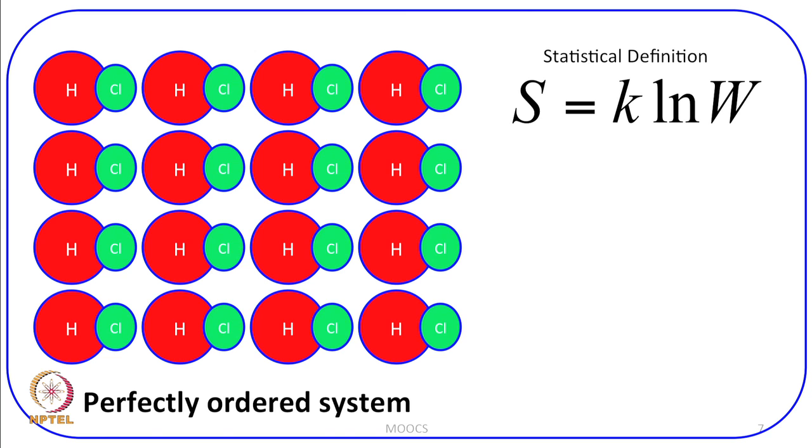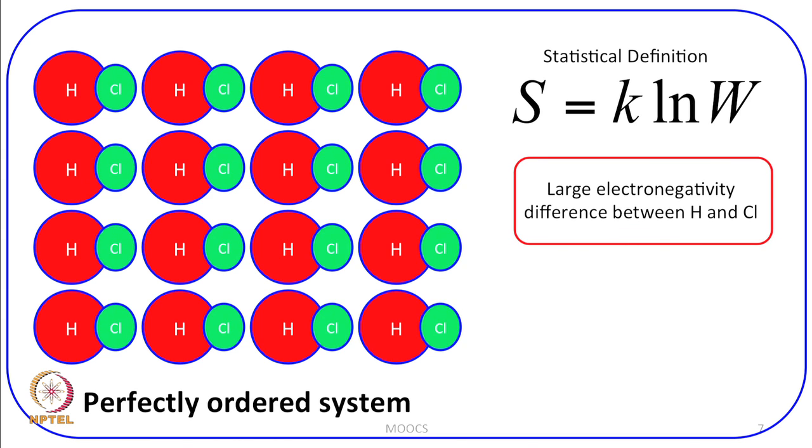At 0 Kelvin, there is only one way of arranging the HCl molecules to get the minimum energy, and that is when HCl are arranged in a perfectly ordered way, with H on the left hand side and Cl on the right hand side in all the molecules. There is only one way. One way means the value of W, the weight of the configuration, is 1.